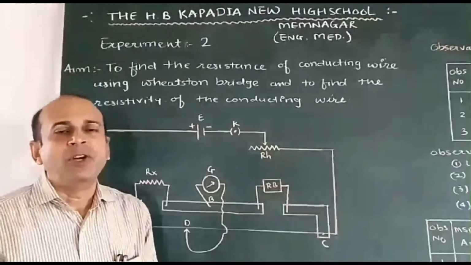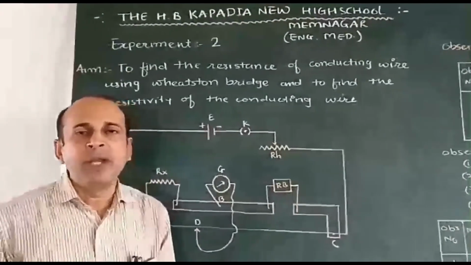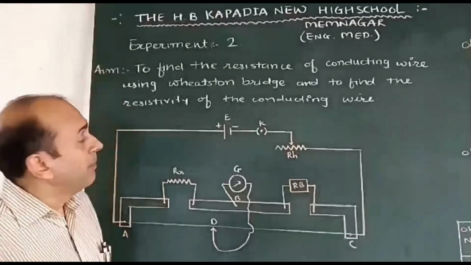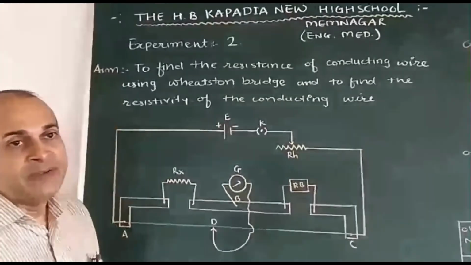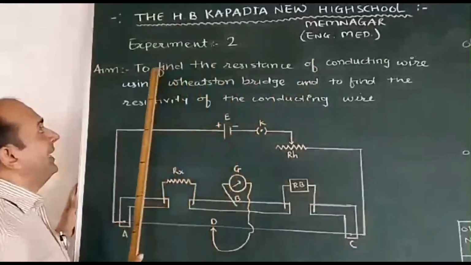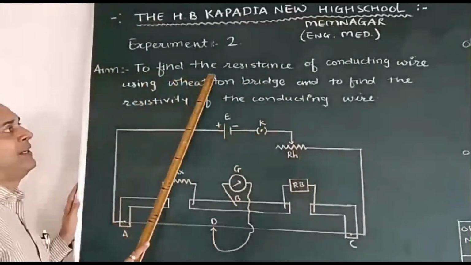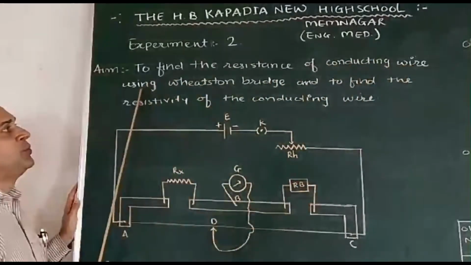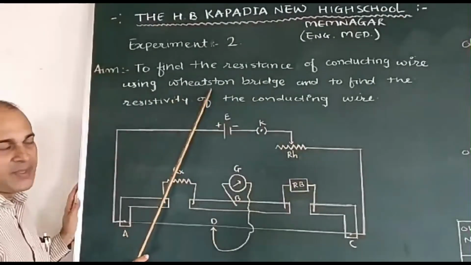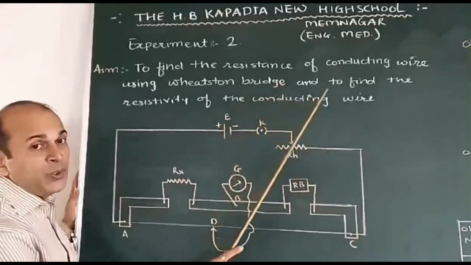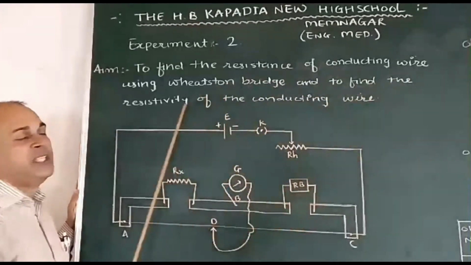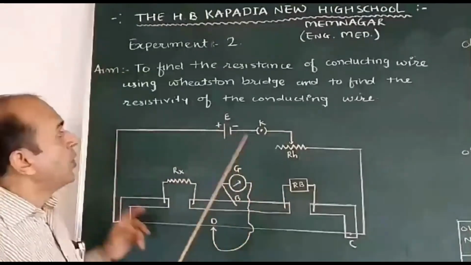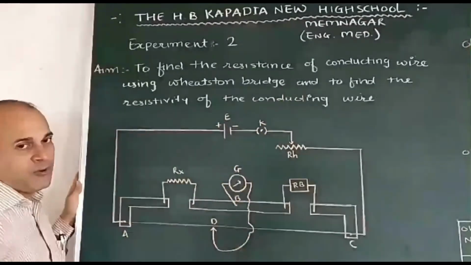Today we will learn the second experiment to find the resistance of the conducting wire. But today the method is different than the first one. Our aim is to find the resistance of conducting wire using Wheatstone bridge, and also to find the resistivity, or you can say the specific resistance of the conducting wire.